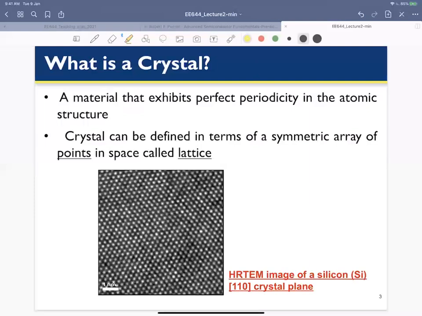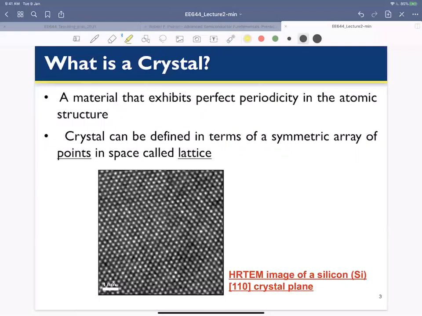If you look at this image here, you see these bright dots. The bright dots are nothing but atoms, and you can clearly see the atoms are perfectly arranged. The distance between two atoms we generally call the lattice constant. So basically, a crystal is nothing but a perfect arrangement of atoms, right?